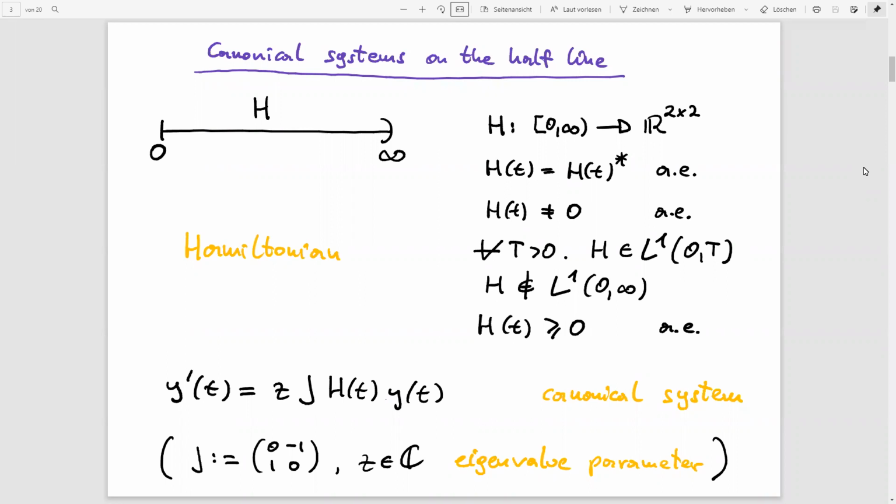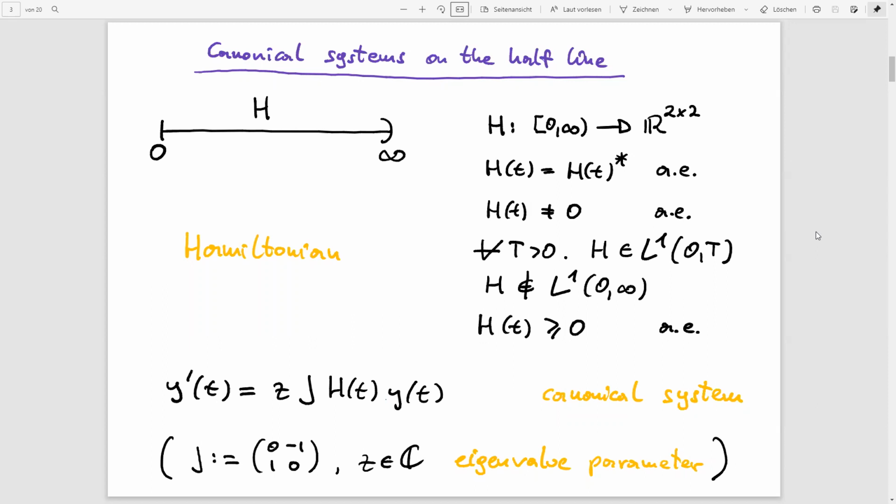Okay, so this is a Hamiltonian, and now we consider this differential equation: y prime of t is equal to c times j times h of t times y of t, where j is just the symplectic matrix which is written here, and c is a complex parameter, and it plays the role of the eigenvalue parameter. This equation is actually the eigenvalue equation of a certain differential operator, which will come on the next slide. This differential equation is called the canonical system with Hamiltonian h.